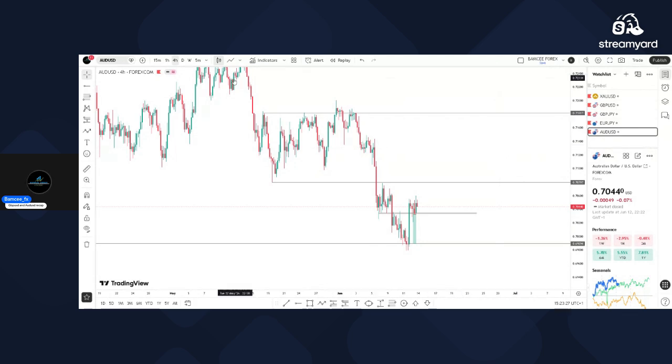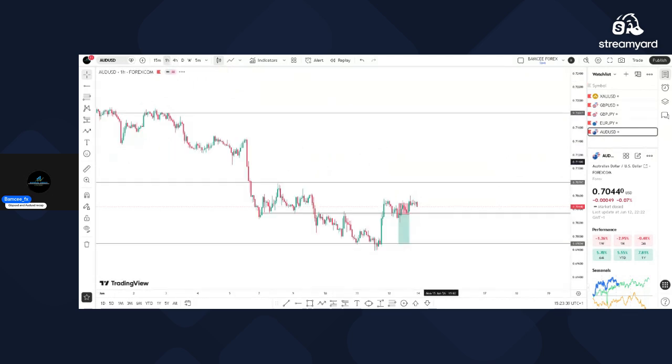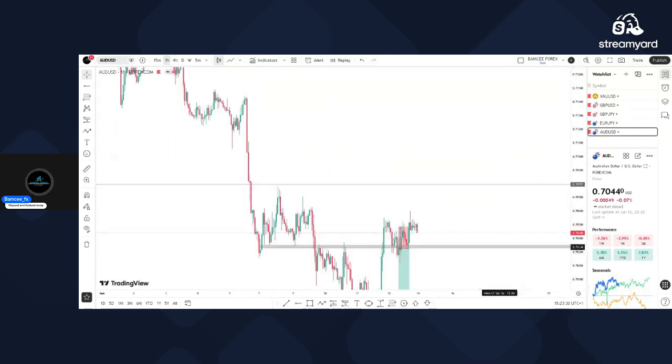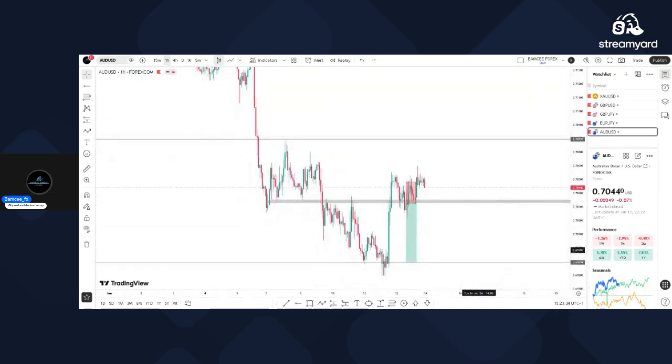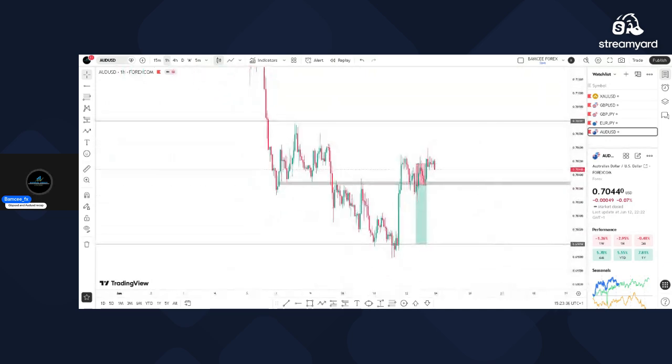Now, on the 1-hour time frame, guys, we spotted this particular price action, which is price took out this particular region, came back for a retest, and price sold off. Retraced again. This is another confirmation. And what happened again? Price sold. What happened? We saw a bottom.